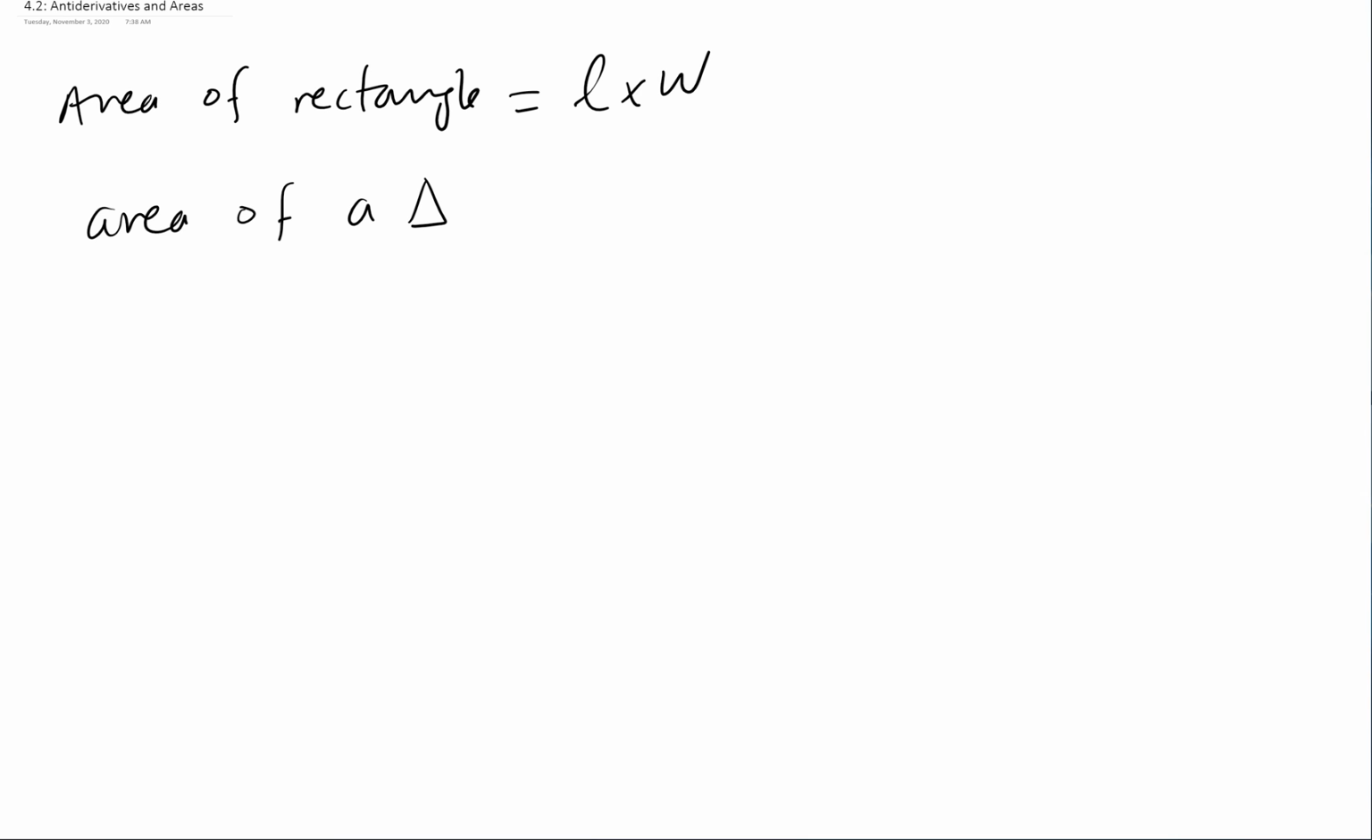Antiderivatives and areas. So the first thing I want to recall is the area of the rectangle. The formula is length times width. The area of the triangle is one half base times height.